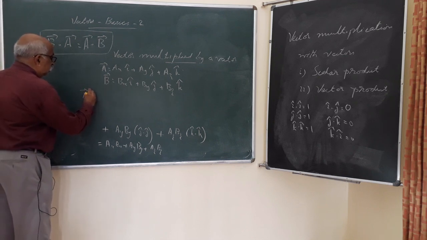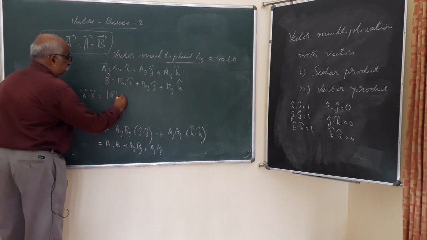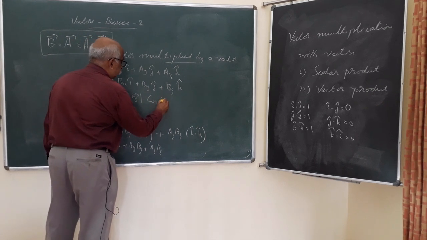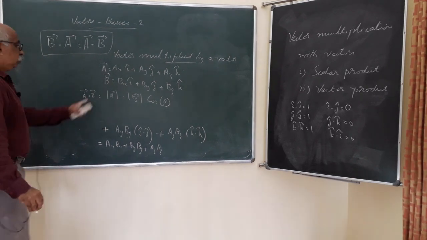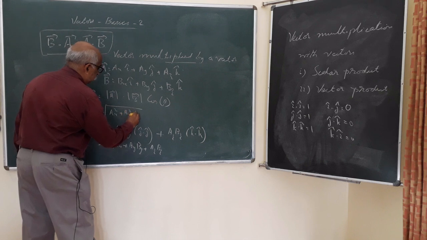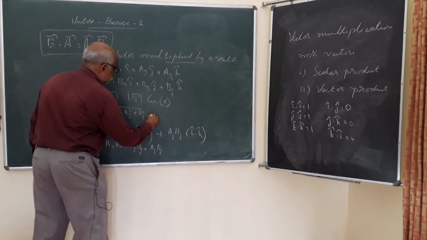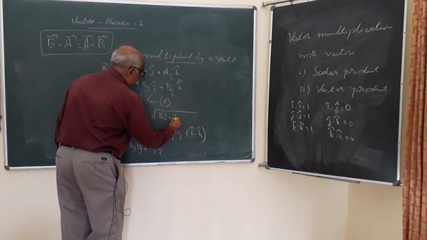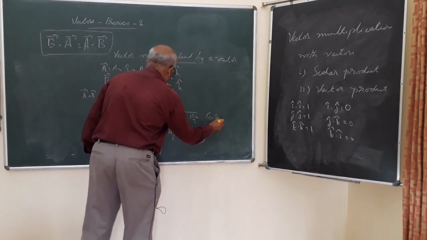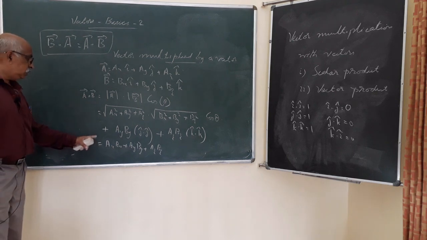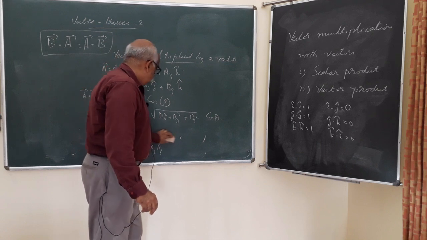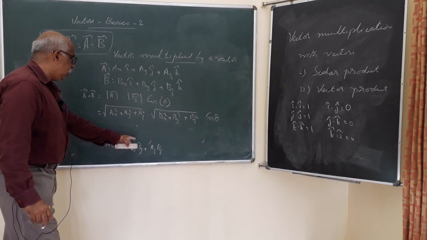A dot B is equal to magnitude of vector A multiplied by magnitude of vector B times cosine of the angle theta. What about modulus of A? That is equal to square root of Ax square plus Ay square plus Az square. And modulus of B is again square root of Bx square plus By square plus Bz square, times cos theta. But we have already evaluated A dot B with the help of the components, and we found it to be Ax Bx plus Ay By plus Az Bz.